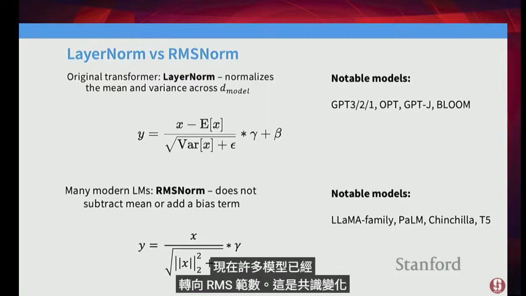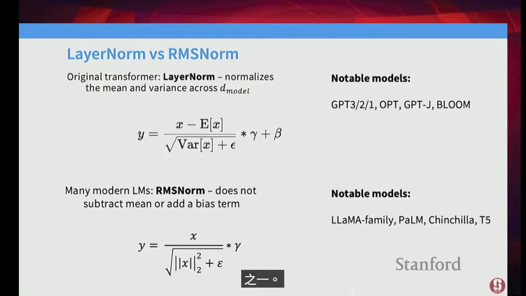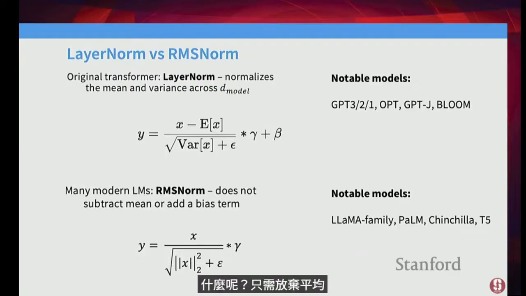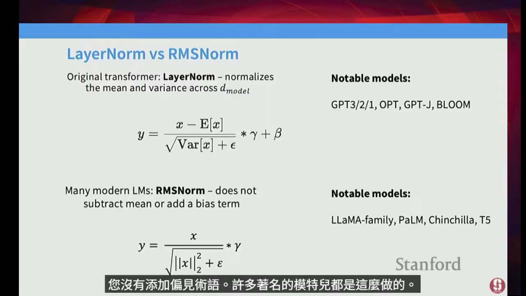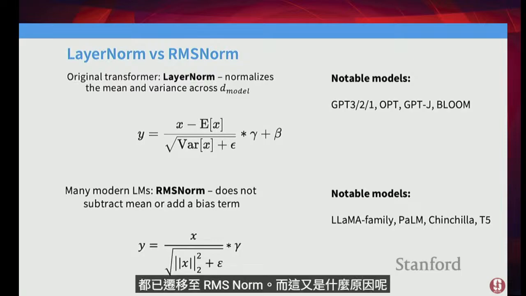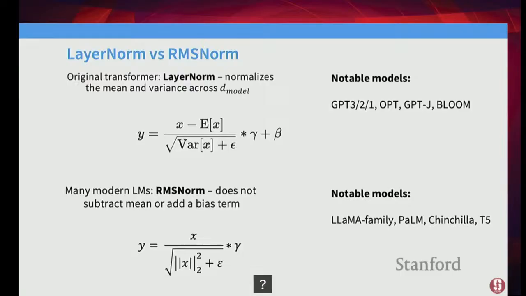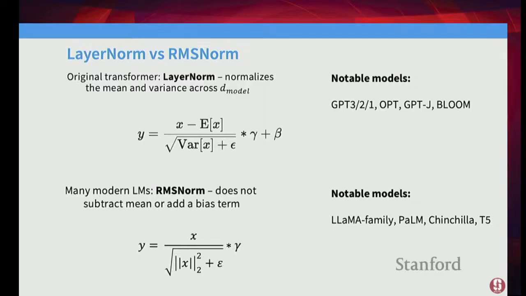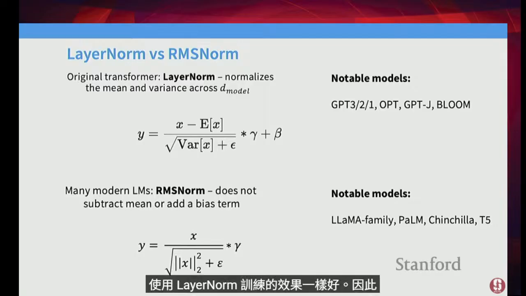But many models have now moved on to RMS norm. And this is one of the consensus changes. Basically all the models have switched to using RMS norm. And now what do you do? You just drop the mean adjustment. So you don't subtract the mean, you don't add a bias term. And many notable models do this. The Llama family, Palm, Chinchilla, T5, they've all moved to RMS norm. And what's the reason for this? One reason is that it doesn't really make a difference. Turns out if you train models with RMS norm, it does just as well as training with layer norm. And so there's a simplification argument.